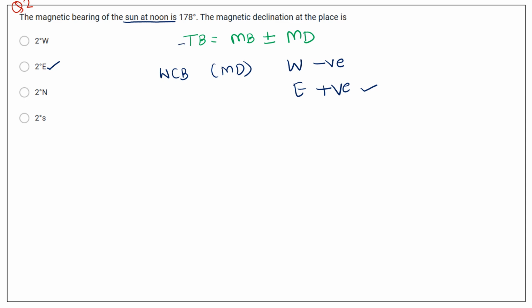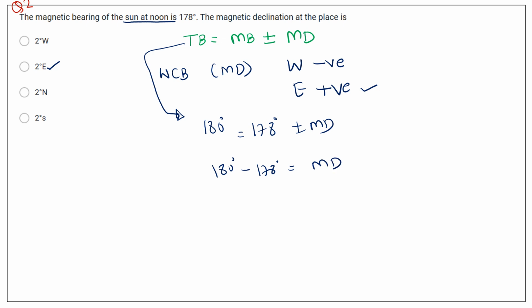This is by trick, but by solving you get the true bearing at noon is 180 degree, and the magnetic bearing is 178 degree. So 180 degree minus 178 degree equals the magnetic declination, and this is 2 degree and a positive value. So 2 degree east is the correct answer. Option number second is correct.